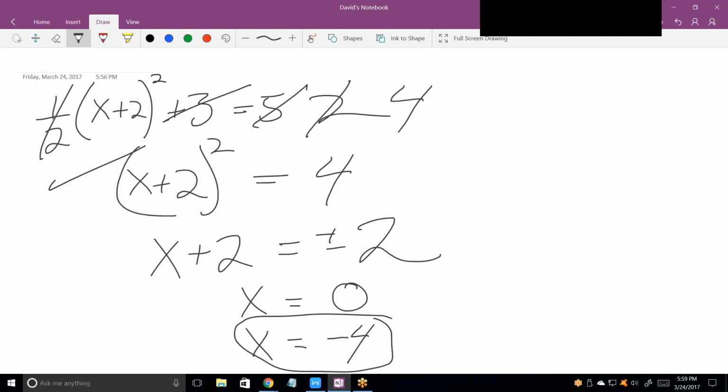And boy, I wish I had a song like the ABCs, where I could tell people, whenever you're solving an equation by taking the square root of both sides, start your answer out with the words plus or minus.